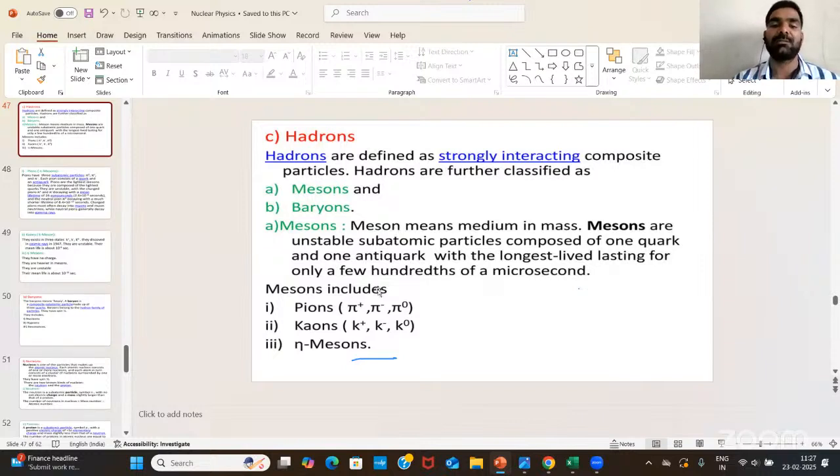So mesons will be having pions, kaons, and eta mesons. Pions means pi plus, pi minus and pi naught. Kaons means K plus, K minus and K naught. And these are the eta mesons. Next, we are going to discuss the baryons. Baryons, again, we have seen are subdivided into two, right? And also we have to discuss the pions and kaons and these subdivisions.